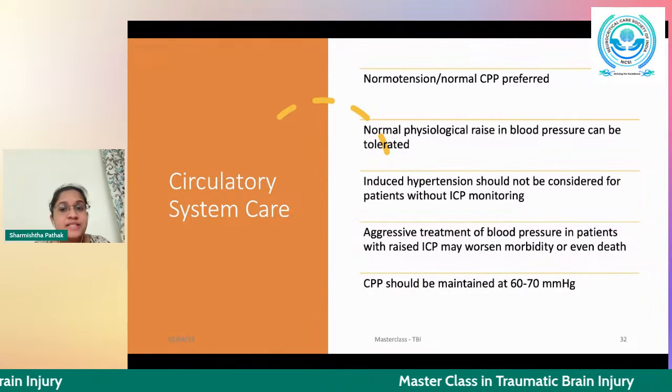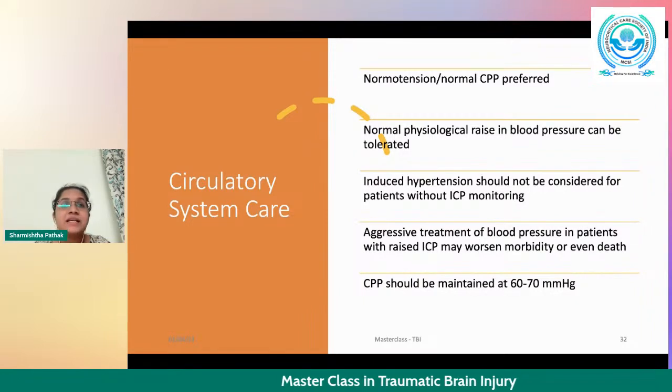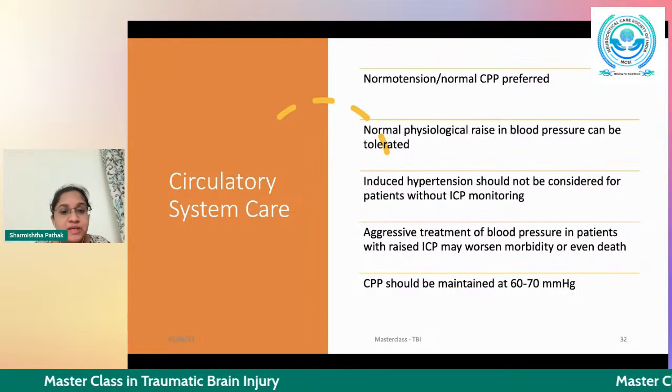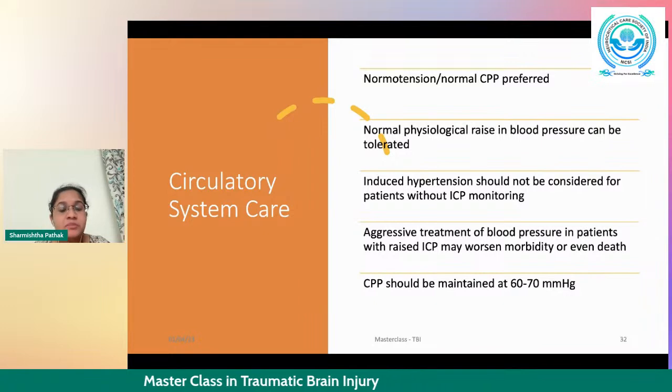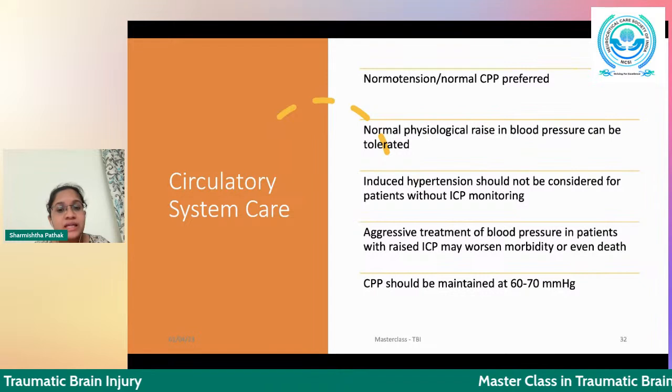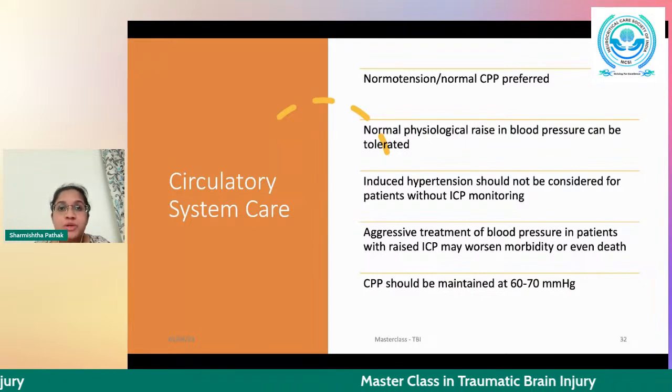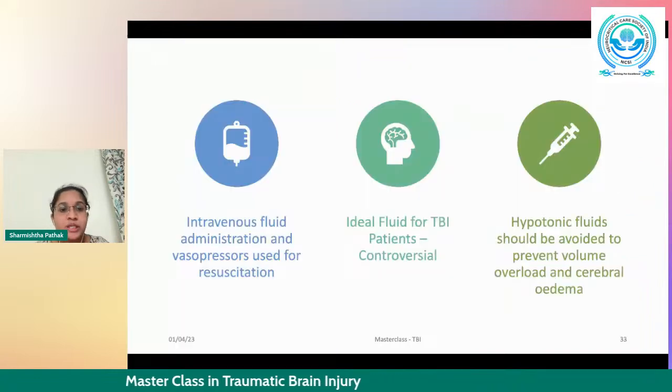A normal physiological rise in blood pressure can be tolerated as it can be a mechanism of the body to compensate for the raised ICP. Induced hypertension, however, should not be considered for patients, especially without ICP monitoring. Aggressive treatment of blood pressure in patients with raised ICP can sometimes worsen morbidity and even result in death. Thus, our target should be to maintain the cerebral perfusion pressure between 60 to 70 millimeters of mercury.